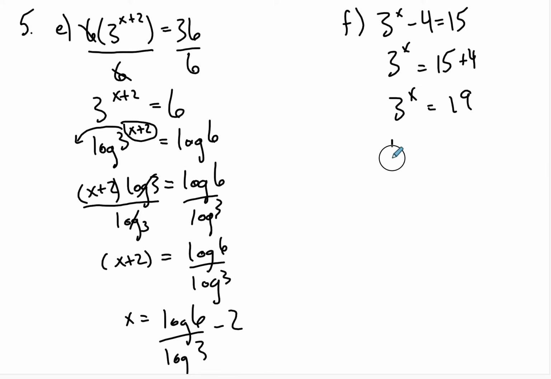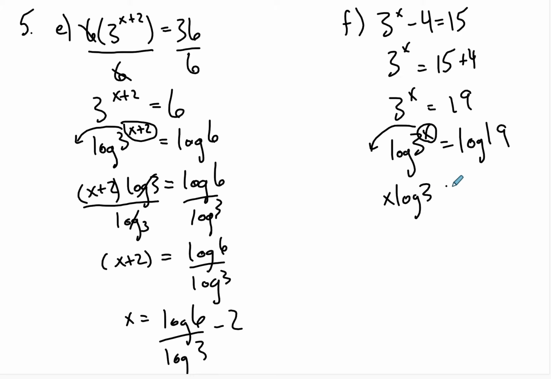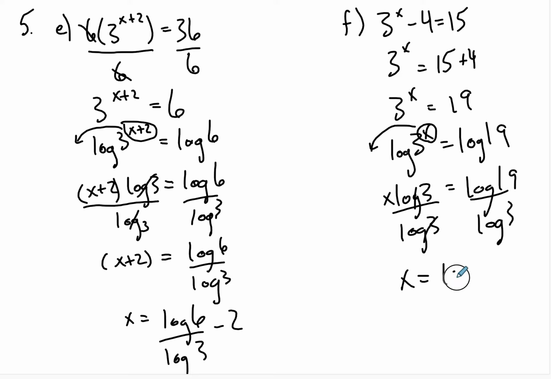And again, taking the log of both sides because I don't have a base that is common between 3 and 19. So here I'll have log 19 on the right. This exponent again can come down, so now I have x log 3 is equal to log 19, and dividing both sides by log 3 will give me my final answer. So I'll cancel on the left. x is equal to log of 19 all over log of 3.